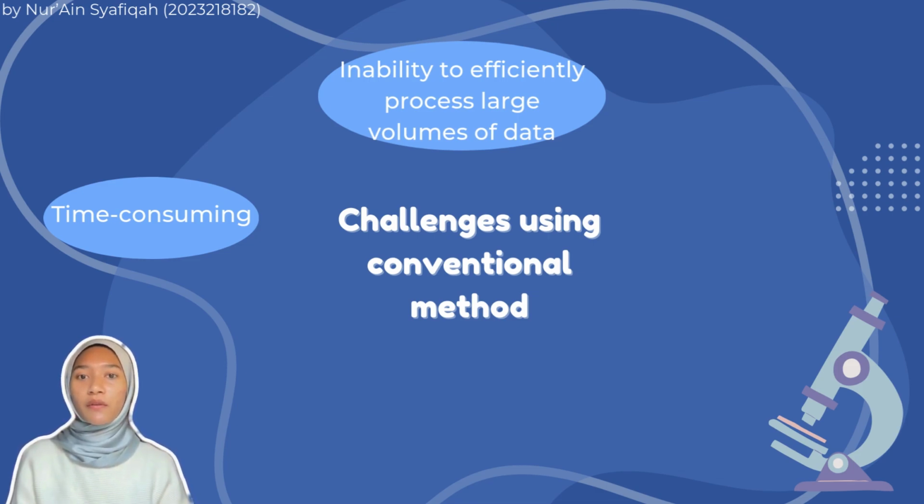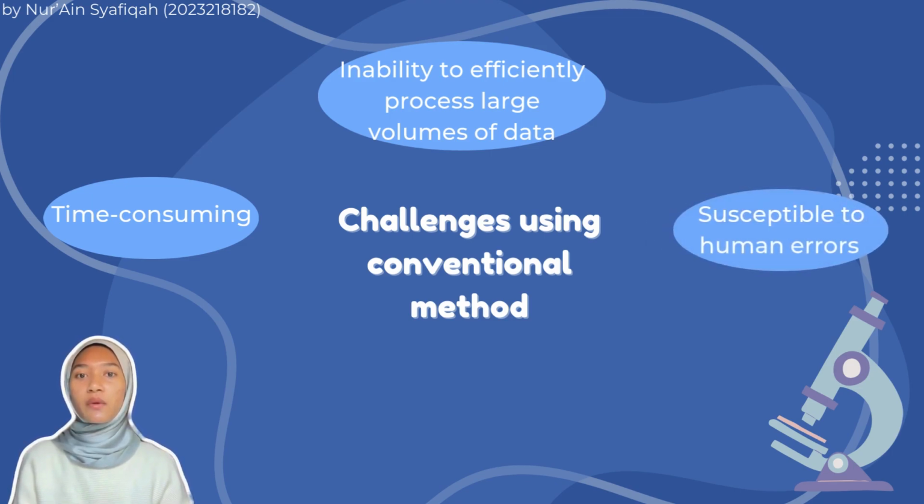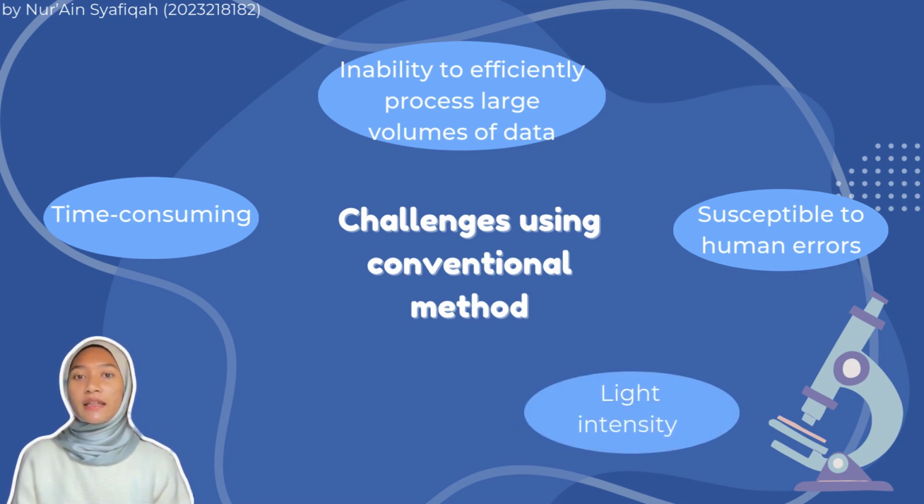The increasing volume of cases in many labs can lead to pathologist fatigue as they need to examine the tissue samples manually. Besides, another challenge of using the conventional method is that the result is more likely to contain human errors, whether due to fatigue, oversight, or misinterpretation. This is because this method only relies on the expert knowledge and experience of pathologists to interpret tissue samples without depending on any technologies. Other than that, light intensity can also affect the result of the microscopy.